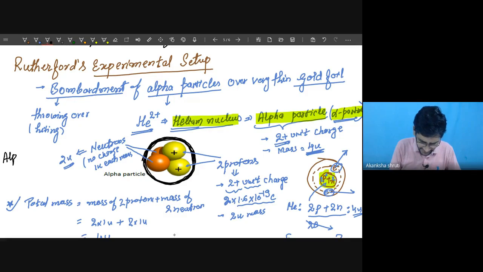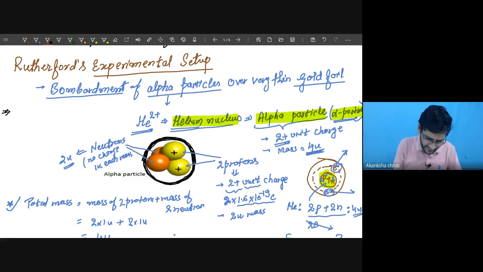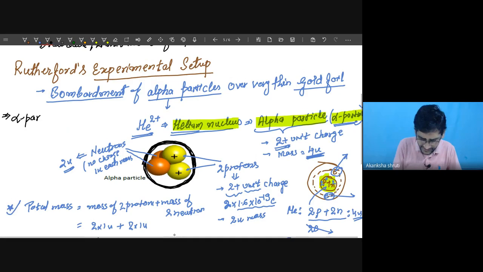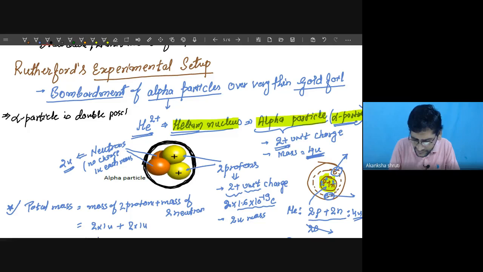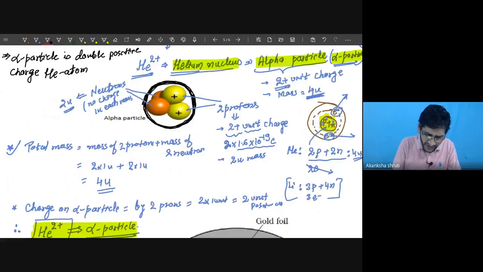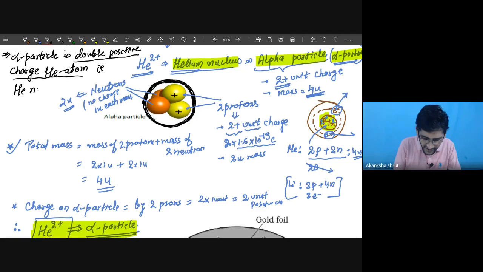Alpha particle, if you have time, please write. So let me write here. Many times it is asked. So alpha particle is double positive charge helium atom, or double positive charge helium atom. What is left is only helium nuclei or nucleus. Okay, so helium nucleus is called as alpha particle.